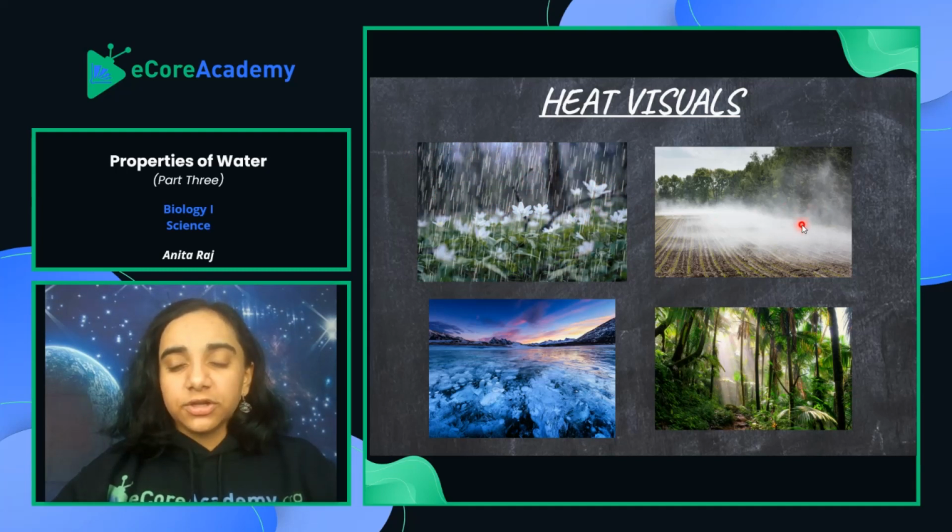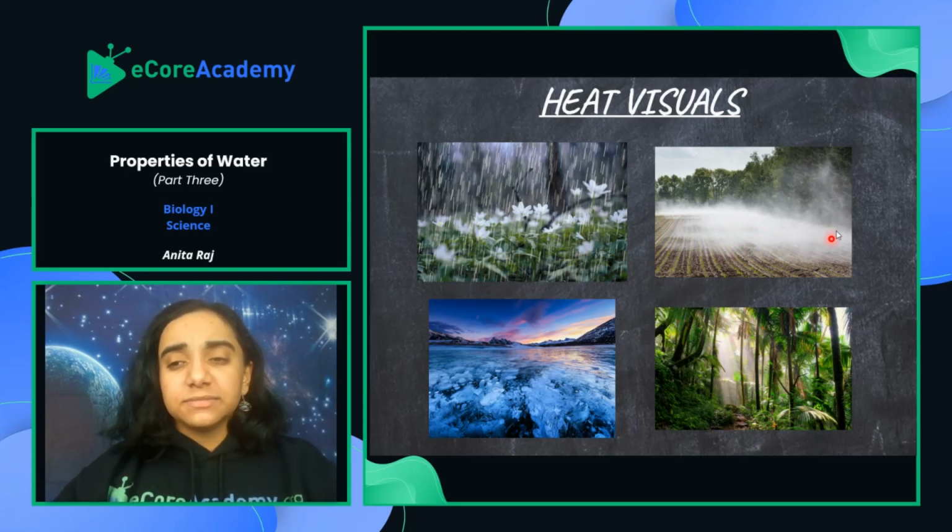Here you're going to see a field on a very hot summer day, and you see steam coming off of the field. This is actually water vapor. There's liquid in the roots of these plants, and in the plants themselves, and it's evaporating because it's just so hot. Remember, high heat of vaporization, so it's probably so hot that the liquid water in the plants is turning into water vapor.